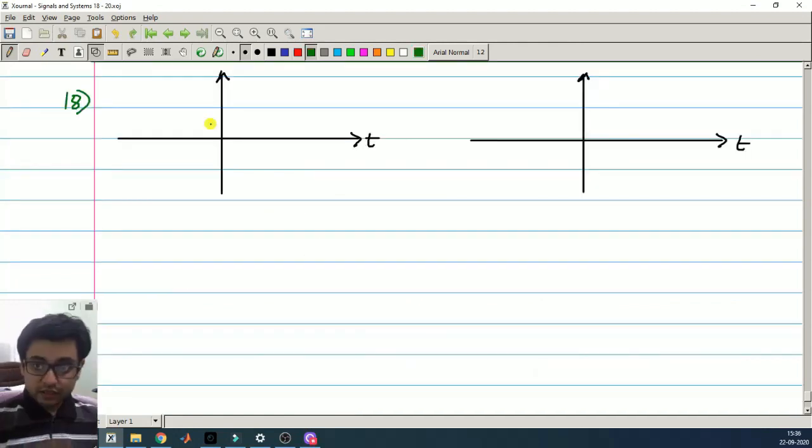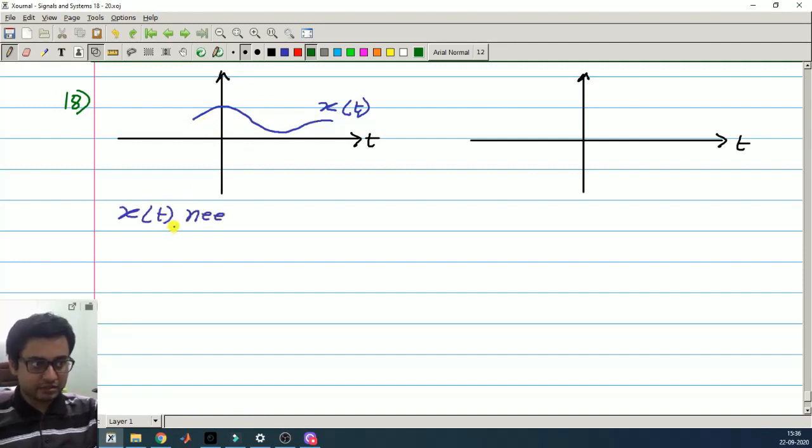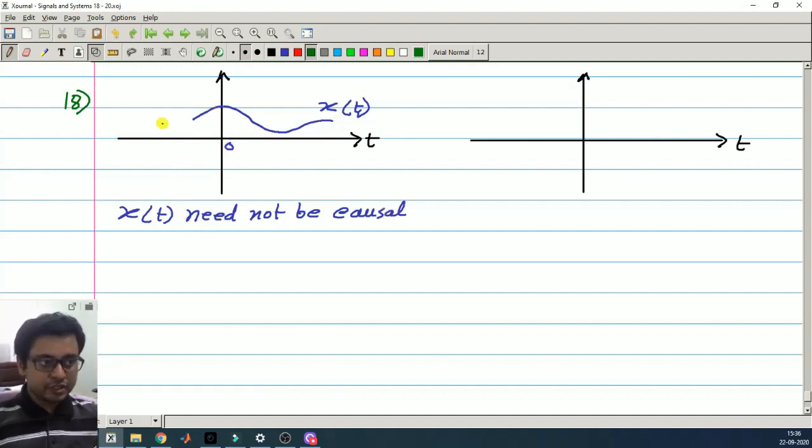Great. The next property is very important and sometimes can be confusing if you do not understand it properly. So please listen carefully. Okay, let me first consider any signal, call it x(t), and this need not be a causal signal. So x(t) can exist even before time 0, and it may exist ever before time 0.